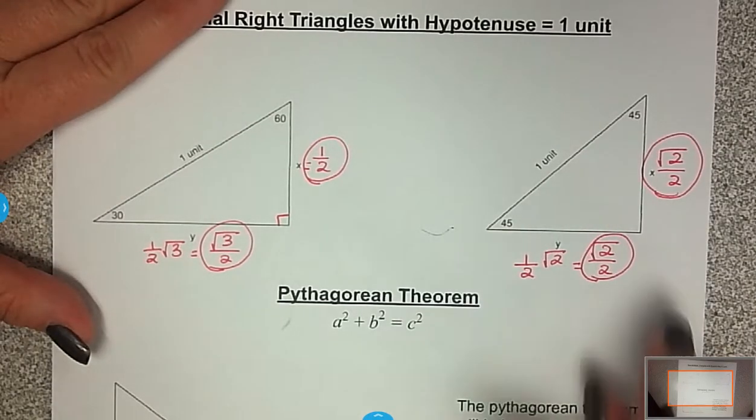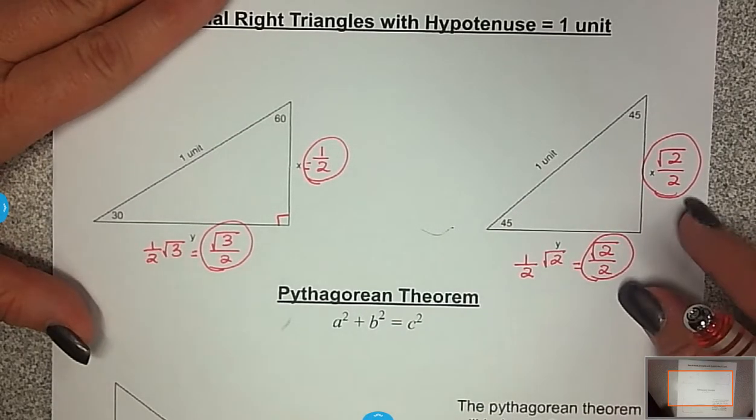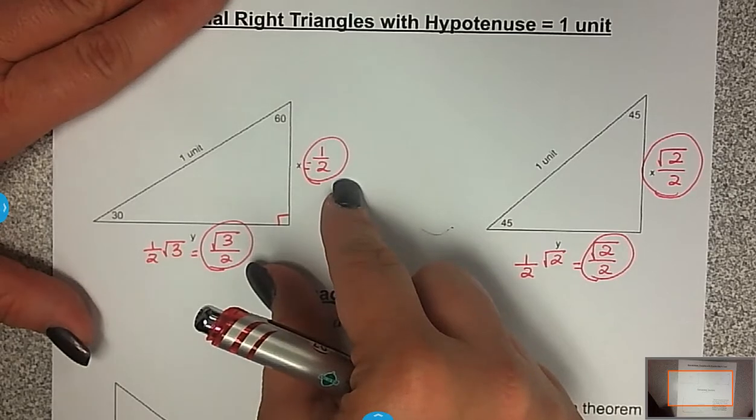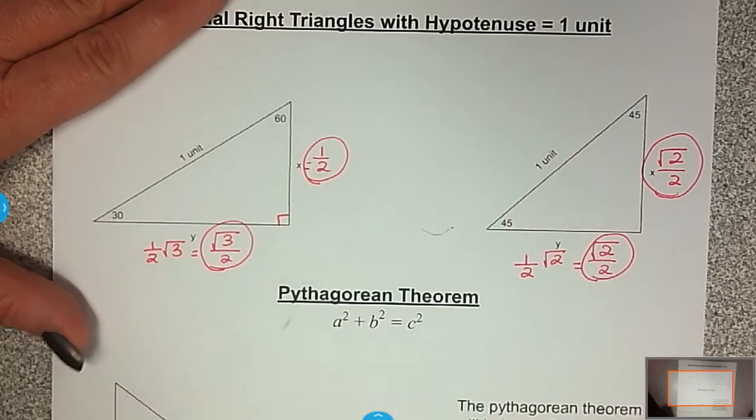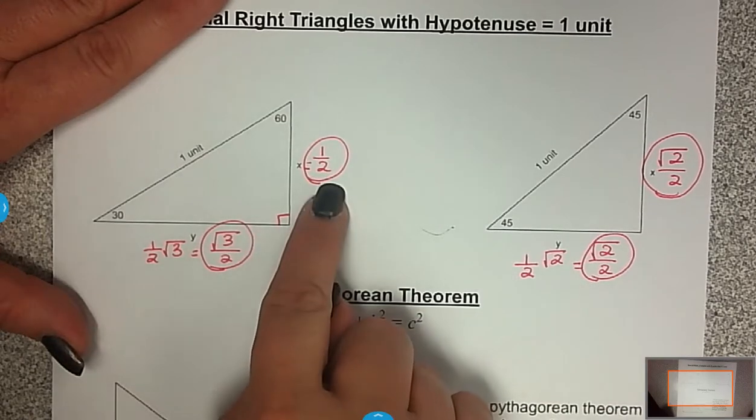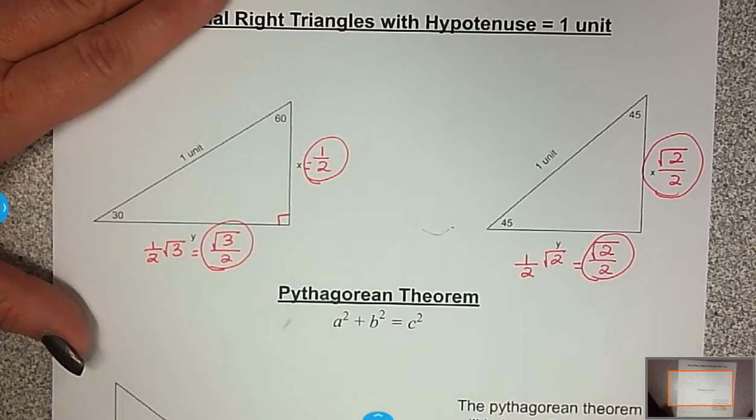These values for 45, 45, 90, square root of 2 over 2, square root of 2 over 2, and these values for the short leg and the long leg of the 30, 60, 90, 1/2 and square root of 3 over 2 are going to be very, very important in the next couple of lessons.